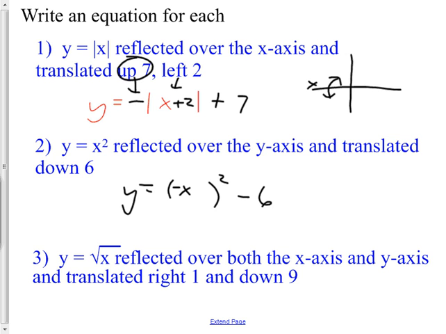Okay, good. Number 3. Square root reflected over both axes and translated right 1 and down 9. Now, I bet a lot of people are going to make a mistake on this one. Think it through, and I'll tell you if you make a little mistake when you turn it my way. All right. There's a little mistake in there, a little mistake in there. You got it. Cover it up now.